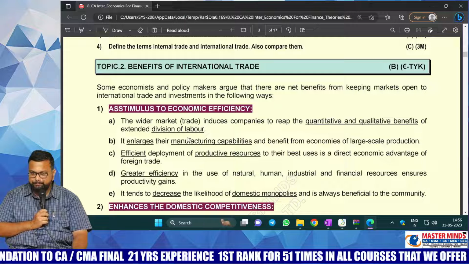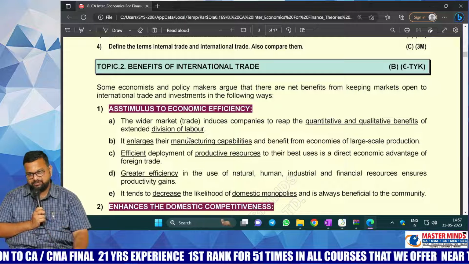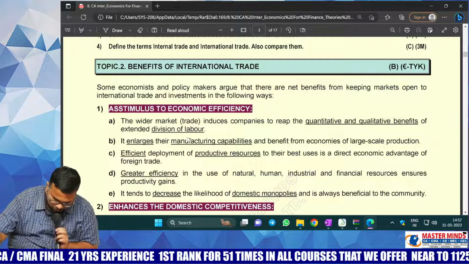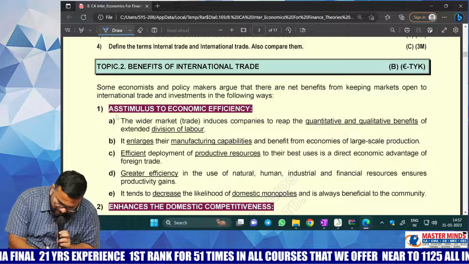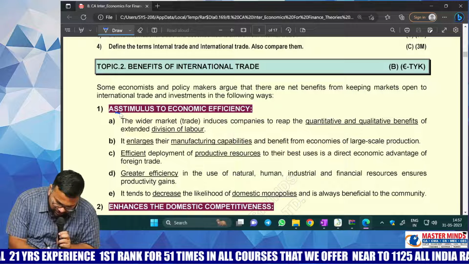There should be a gap between "as" and "stimulus". The gap is missing here, so you need to make that correction. "As a stimulus". Here there should be a gap.